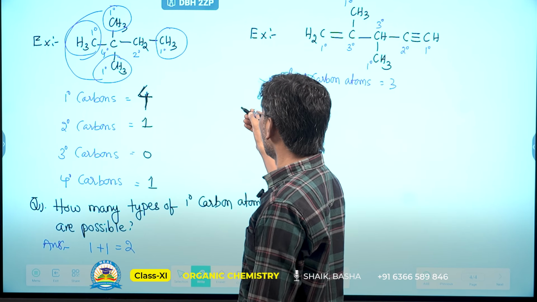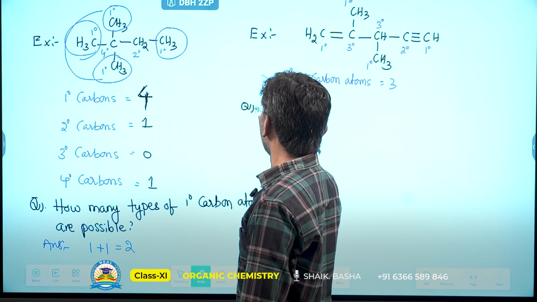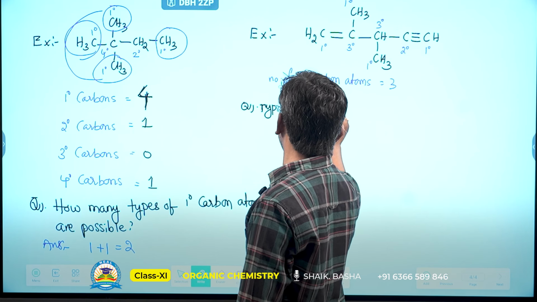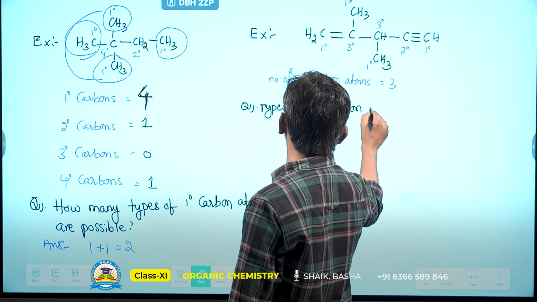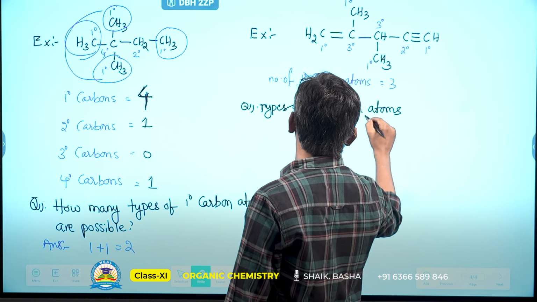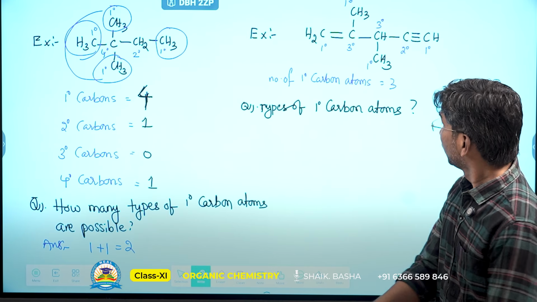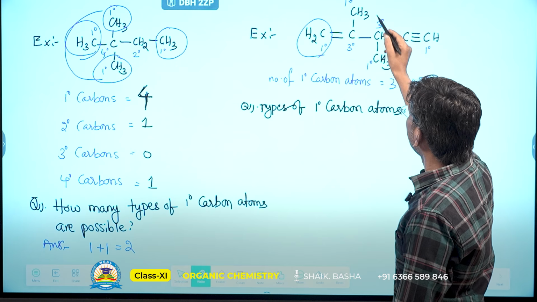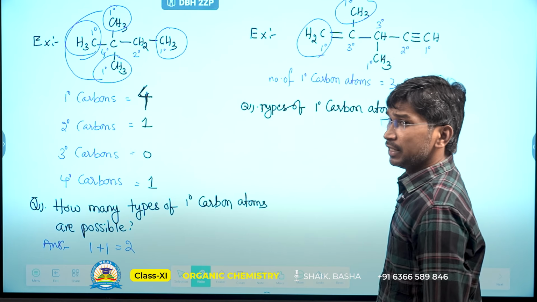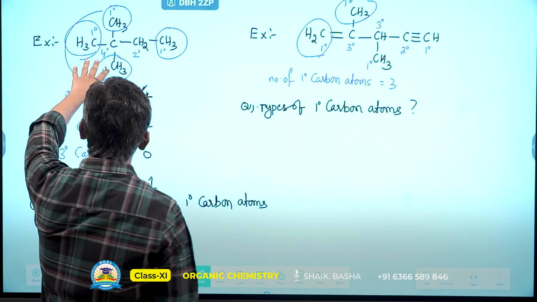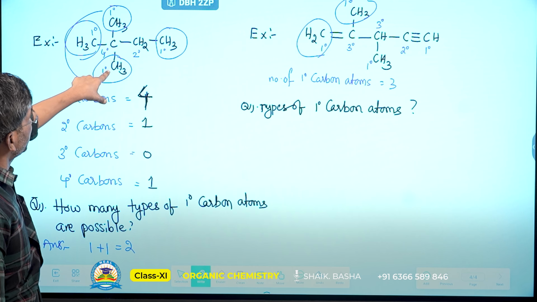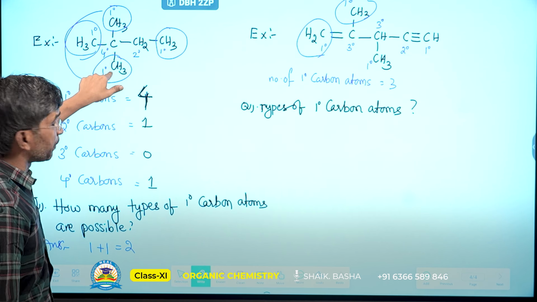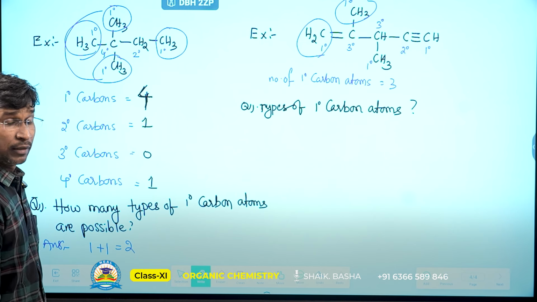Here I am framing one question: types of primary carbon atoms in the given example. This is primary. It is connected to whom? Tertiary. This one is connected to whom? Tertiary. Previously I discussed this example, where these three primary carbons are connected to a quaternary carbon atom. That means with respect to connectivity, these three are the same. I have taken it like that.